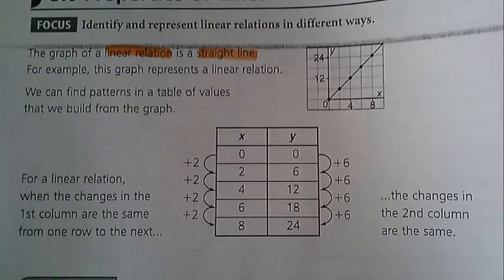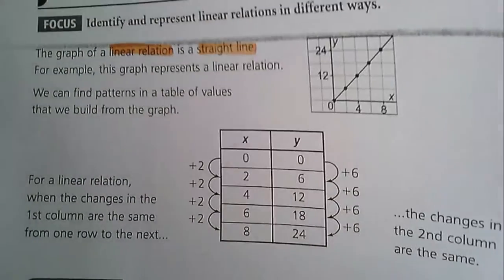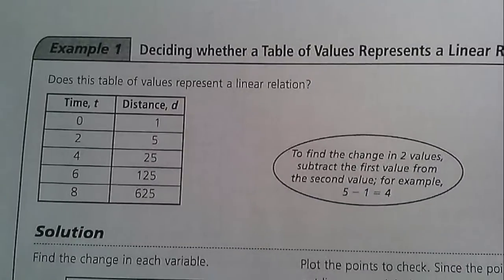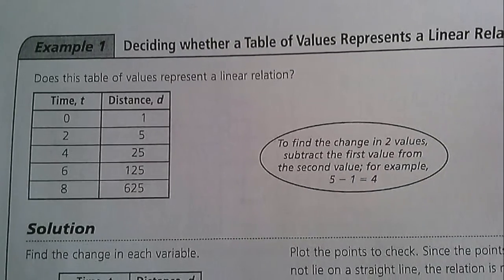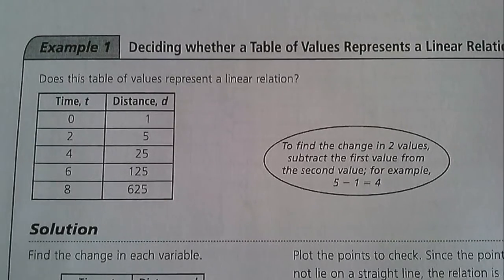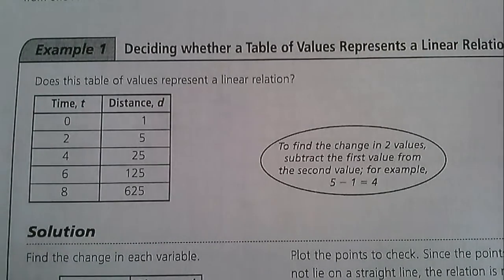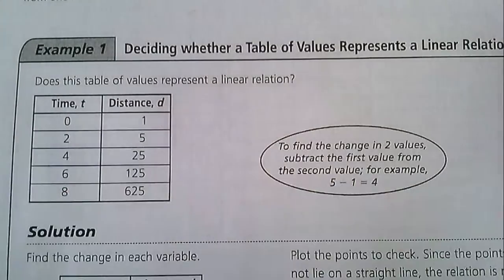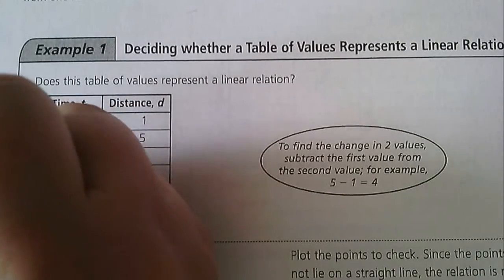So we'll take a look at the next example and try and determine if this one is a linear relation or not. Okay, so it says, does this table of values represent a linear relation? In order to determine that, we need to look at the left side and the right side, what they go up by each time, and if the x side is constant and the y side is constant by what it increases by, then it is a linear relation. So let's take a look. From 0 to 2, oh, that's +2 every time.